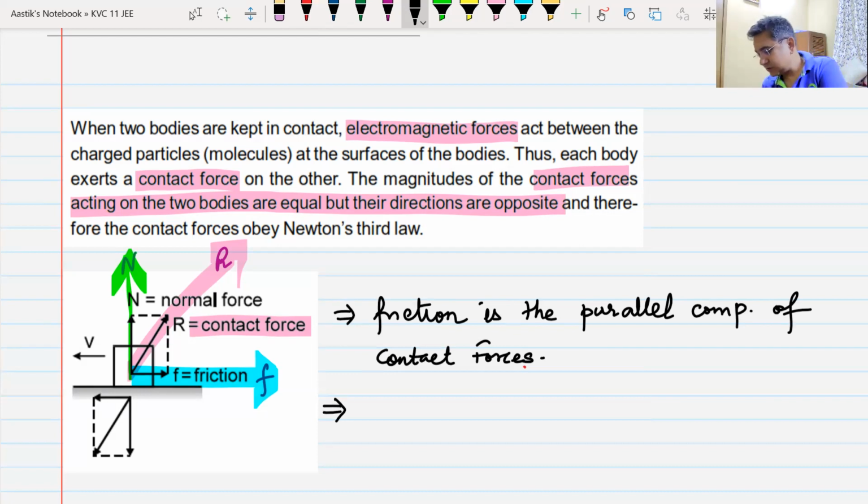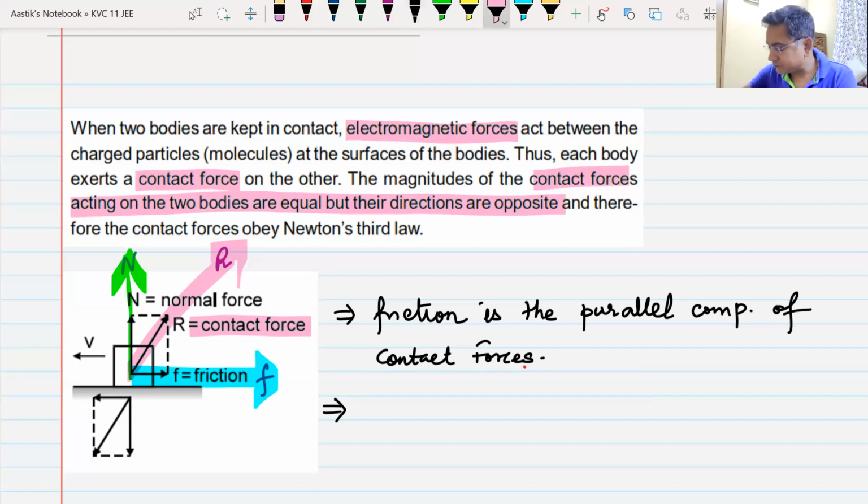Let me ask the question again. What is the job of this friction? What does this parallel component of contact force do? What is its job? They keep objects in equilibrium, sir. It keeps objects in equilibrium. Okay. What else? Anything else?